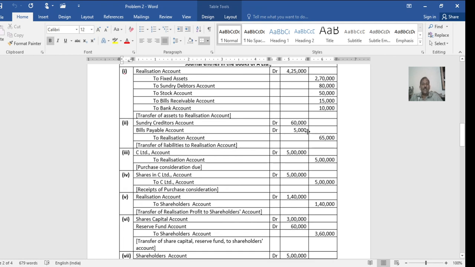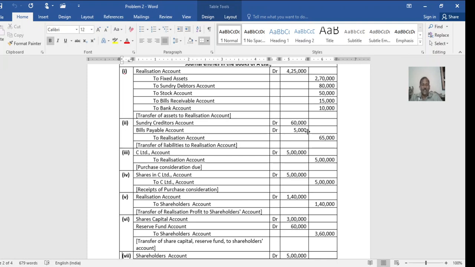So shares in C Limited account debit to C Limited account, to close C Limited account when it is received. Then no other aspect. So profit or loss in the realization account, after preparing, you have to prepare that in the rough. Say assets realization debited for 4,25,000, credited once for 65,000, then for 5 lakh. So 5,65,000 credit side total and debit side total 4,25,000. So 1,40,000 profit, because credit side exceeds the debit side.